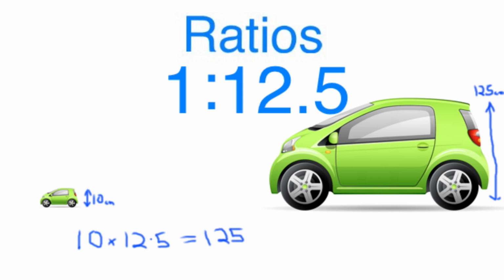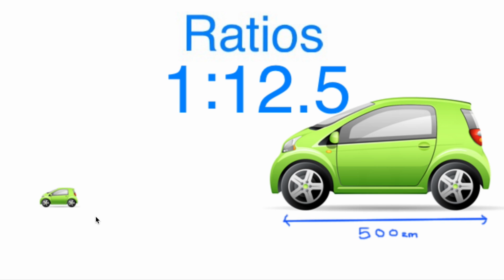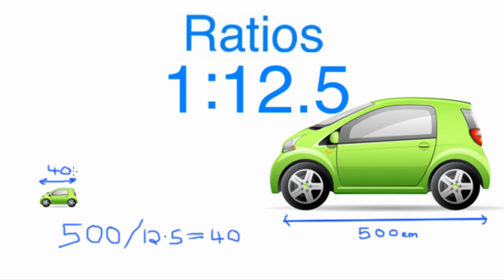We can also work the ratio backwards. In this example, that would mean working out the length of the model car from the length of the real car. So for our example, we know that the length of our real car is 500 centimeters. Using our ratio, we know that our large car is 12.5 times the size of the smaller model. Therefore, we simply divide 500 by 12.5 to get a final answer of 40 centimeters for the length of the model car.